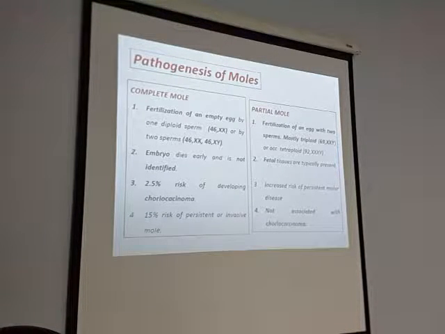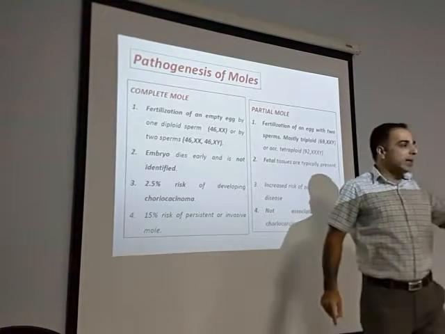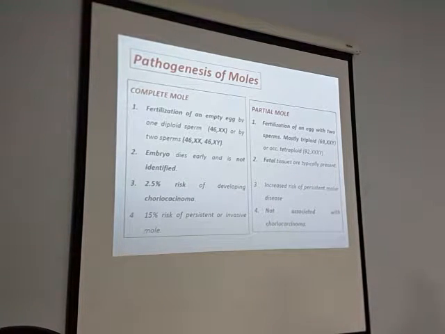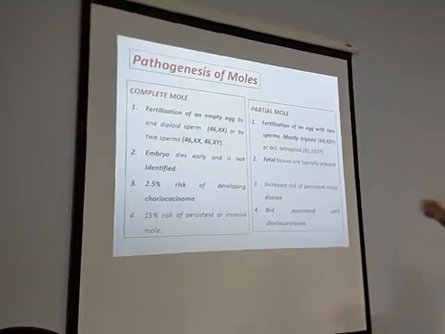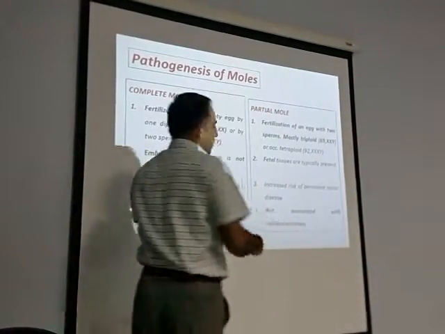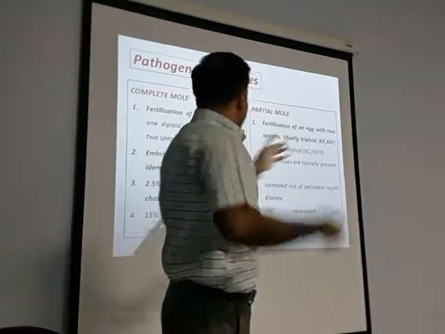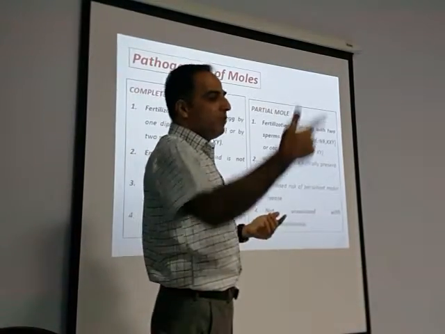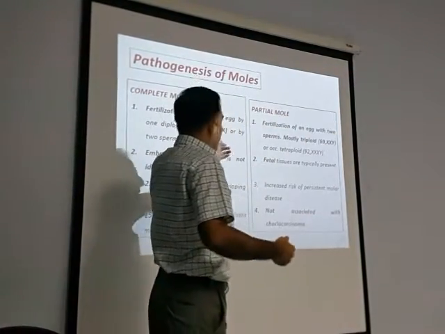Got it? So the egg is empty. There is no chromosome inside the egg. Two sperms are coming and fertilizing. The two sperms are haploid, remember: 23X or 23Y. So suppose two sperms come which are both X, then it will be 46XX. If one is Y and one is X, 46XY.